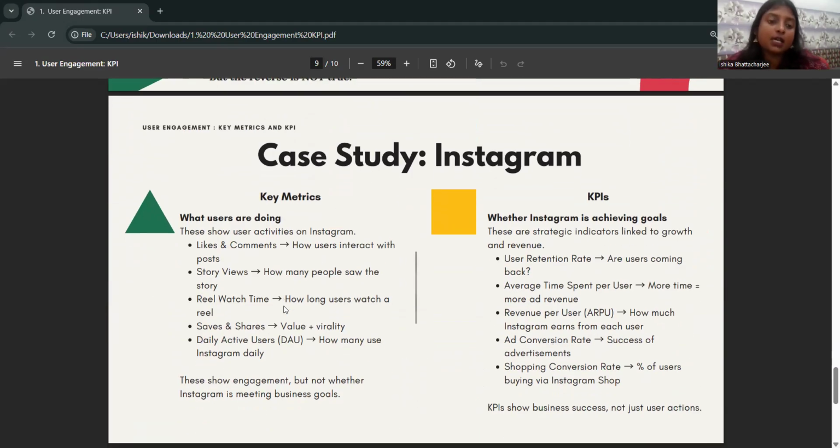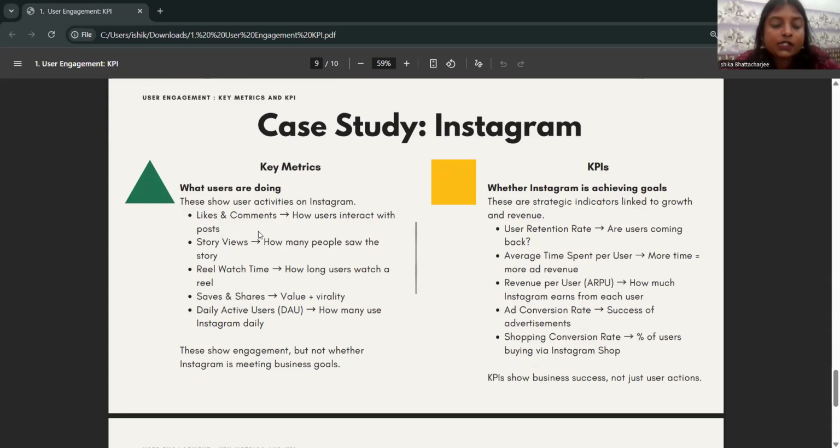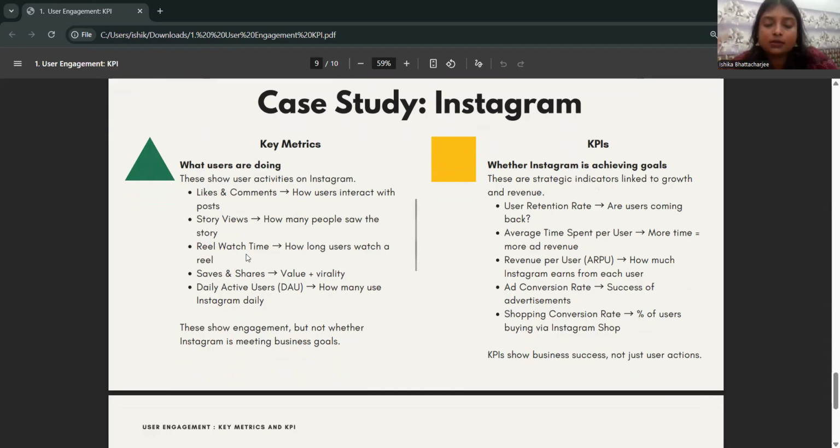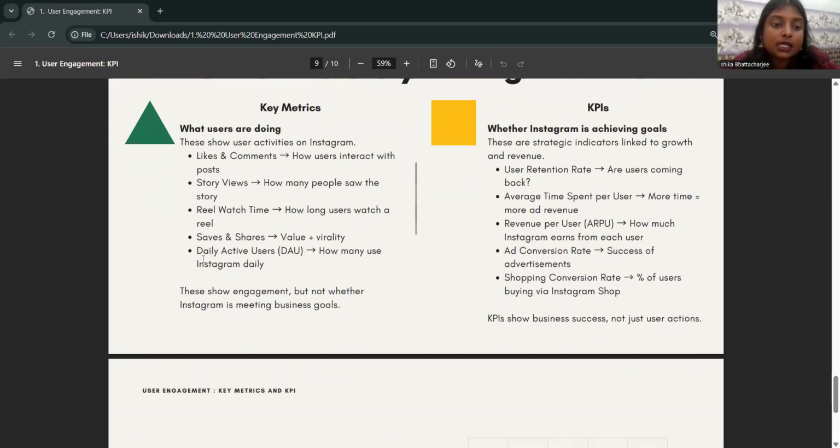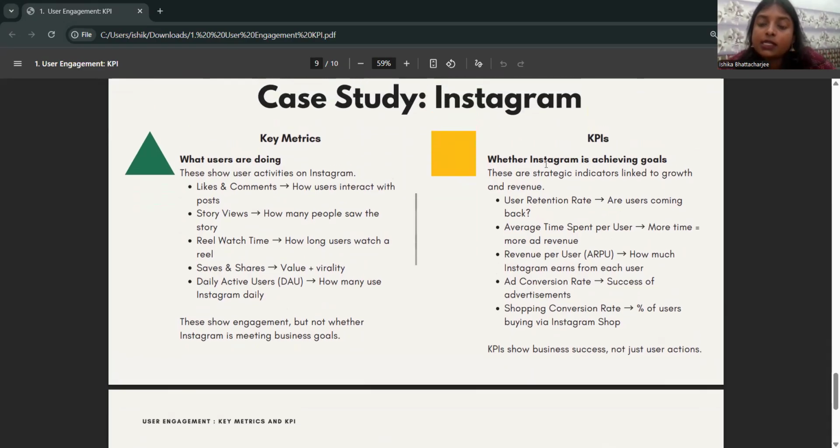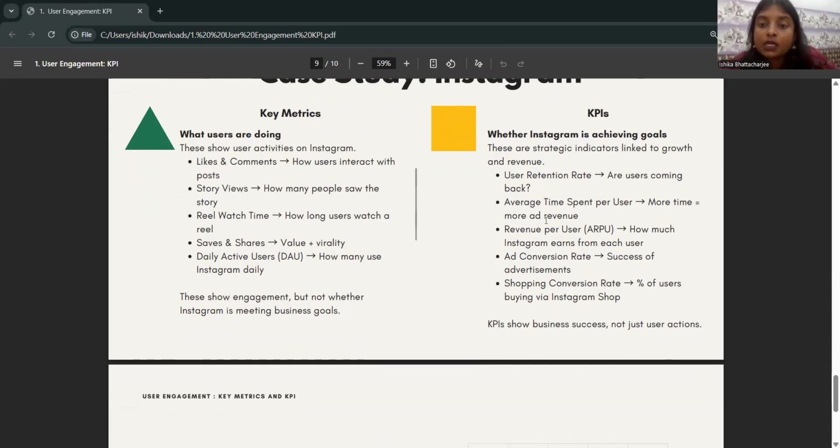Now, there is a case study of Instagram that the key metrics are what users are doing. Like shows how user activities on Instagram, likes and comments, how they interacted with the post, story views, how many people saw the story, reel watch time, how long users are watching reel section, saves and shares. So these are the key metrics. These show engagement, but not whether Instagram is meeting business goals. Now, KPI actually tells us whether Instagram is achieving goals, like user retention rate. Are users coming back? So, if they are coming back, that means my platform is working very fine. Now, these are strategic indicators linked to growth and revenue.